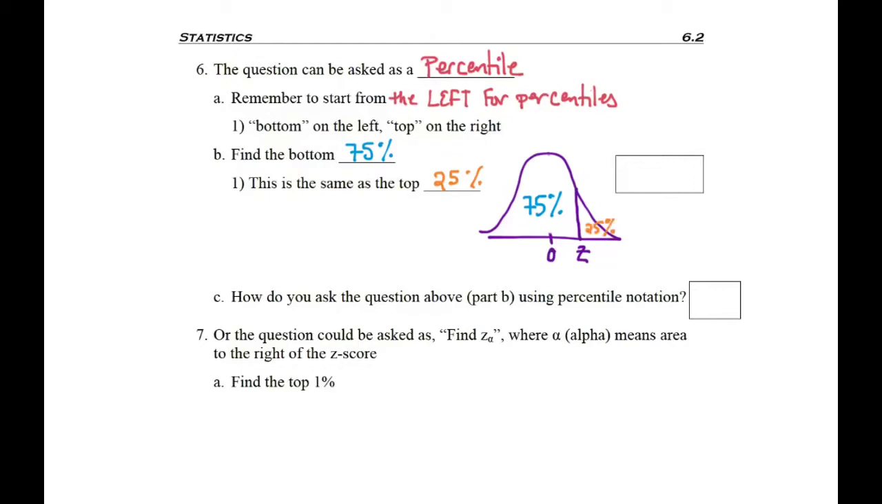So the bottom 75% shares a wall with the top 25%. And that 25% is from the complement, right? 1 minus 75 gives me the 25%. Okay, so now I'm going to go into the table looking for 0.75.